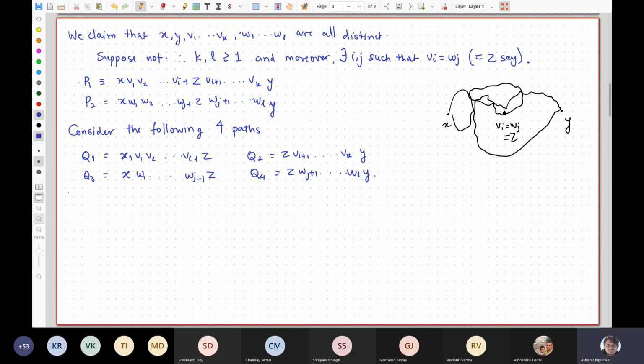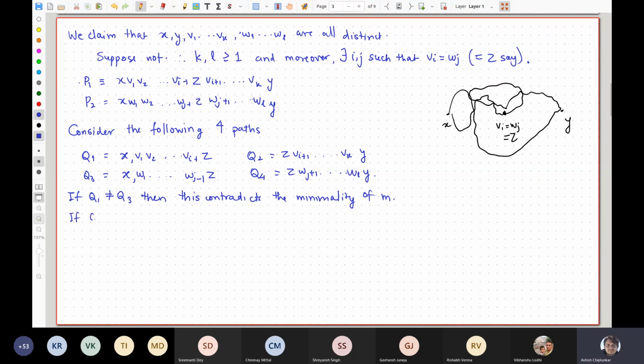Right, so now what happens? Now if Q1 not equal to Q3, then this contradicts the minimality of m. We have found a pair of distinct paths between the same pair of vertices x and z, but whose total length is smaller than m. So this is a contradiction to the minimality of m.